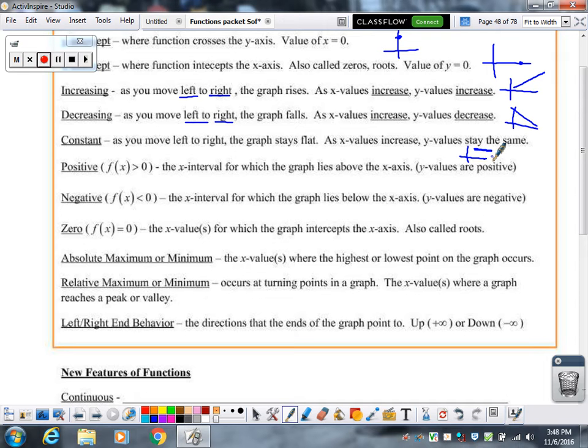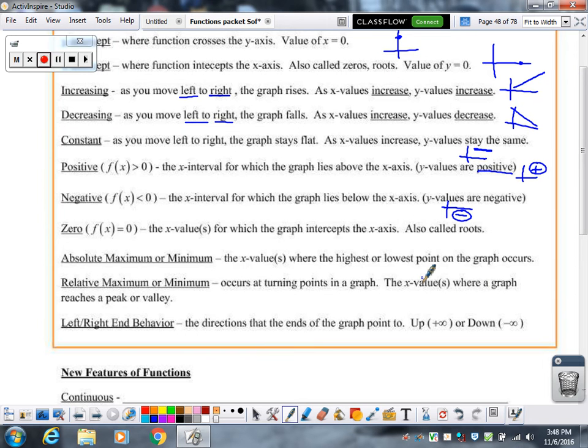Positive is the interval for which the graph lies above the x-axis. We covered this in the previous chapter. So y values are positive, they're going to be above the x-axis. Function f of x is less than 0 is the x interval for which the graph lies below the x-axis, and the y values are negative, so they're below the x-axis.